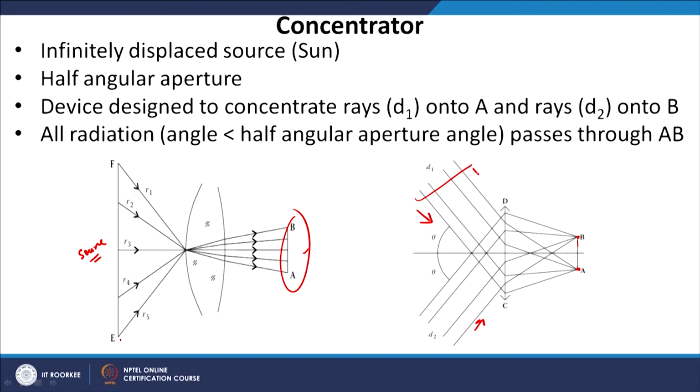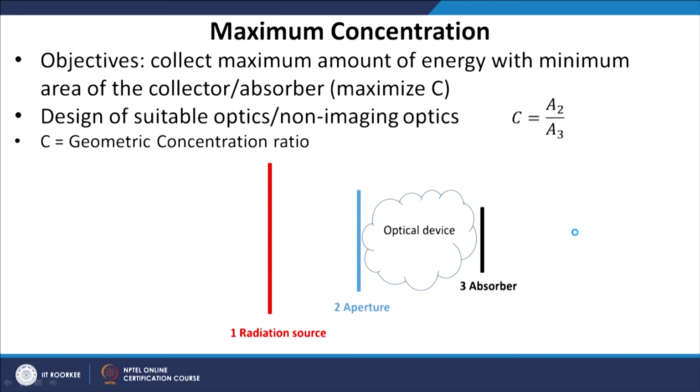If radiation coming from this direction focuses on A and radiation coming from this direction focuses on B, then whatever radiation comes between these two directions will pass through AB, whether it focuses between AB or not does not matter. It may focus here, it may focus here, but it will pass through the line AB, and that is basically the logic behind the design of this concentrated system.